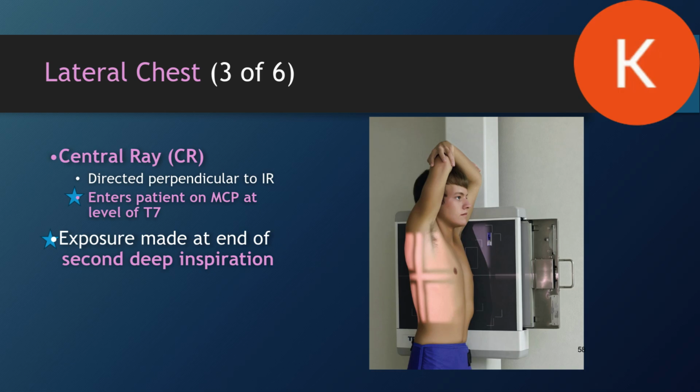The central ray or the CR is directed perpendicular to the IR. It enters the patient at the mid-coronal plane at the level of T7. Again, our centering is at the level of T7. How we find that is by palpating for the inferior angle of the scapulae, at the mid-coronal plane or mid-axillary. Exposure is made at the end of the second deep inspiration. Again, we tell the patient to take a deep breath in, blow it all the way out, take another deep breath in and hold it.